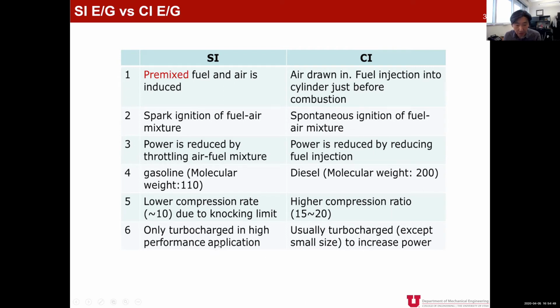Usually in the SI engine, we don't need a turbocharger. So what is a turbocharger? A turbocharger is a component that squeezes more air into the cylinder by putting already pressurized air into the engine. For a gasoline engine, we don't need that much because we already mix the air with the fuel, and it's just more expensive, but it doesn't give us that much benefit.